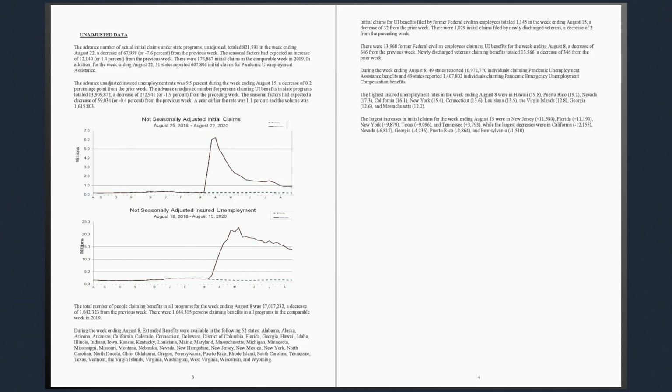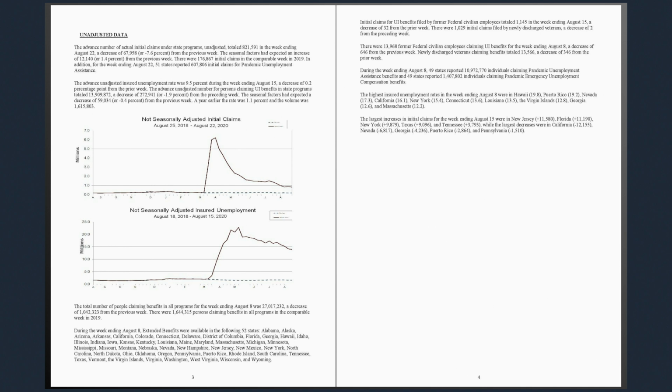15,819,750. Unadjusted data. The advance number of actual initial claims under state programs, unadjusted, totaled 821,591 in the week ending August 22, a decrease of 67,958, or minus 7.6%, from the previous week. The seasonal factors had expected an increase of 12,140, or 1.4%, from the previous week. There were 176,867 initial claims in the comparable week in 2019.